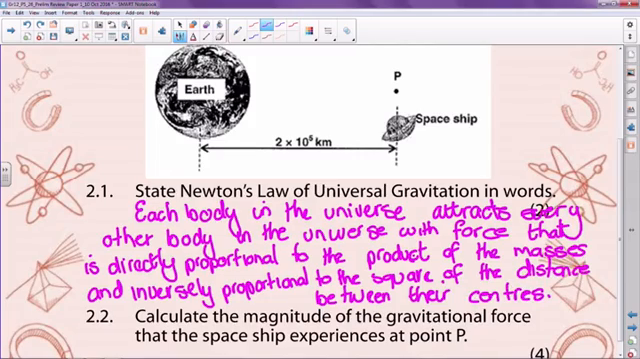So the force is directly proportional to the product of their masses: the bigger the masses, the bigger the force. It is inversely proportional to the square of the distance between them: the further away they are from each other, the smaller the force.